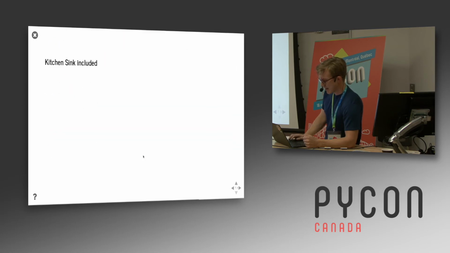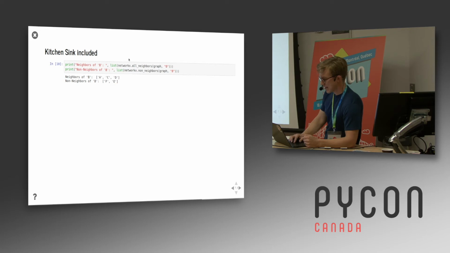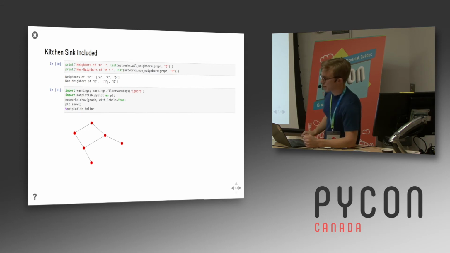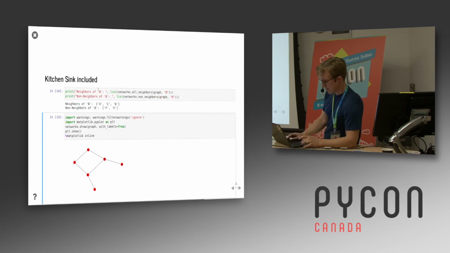What else can we do? We can get the neighbors. So we can get neighbors of B, and it gives us A, C, D, and we can also get the non-neighbors of B. So that's kind of handy. And then we can also draw stuff. NetworkX just makes a randomly generated layout, so if I run this code again, it will give you a different shape, but you can graph them. So that's kind of cool.